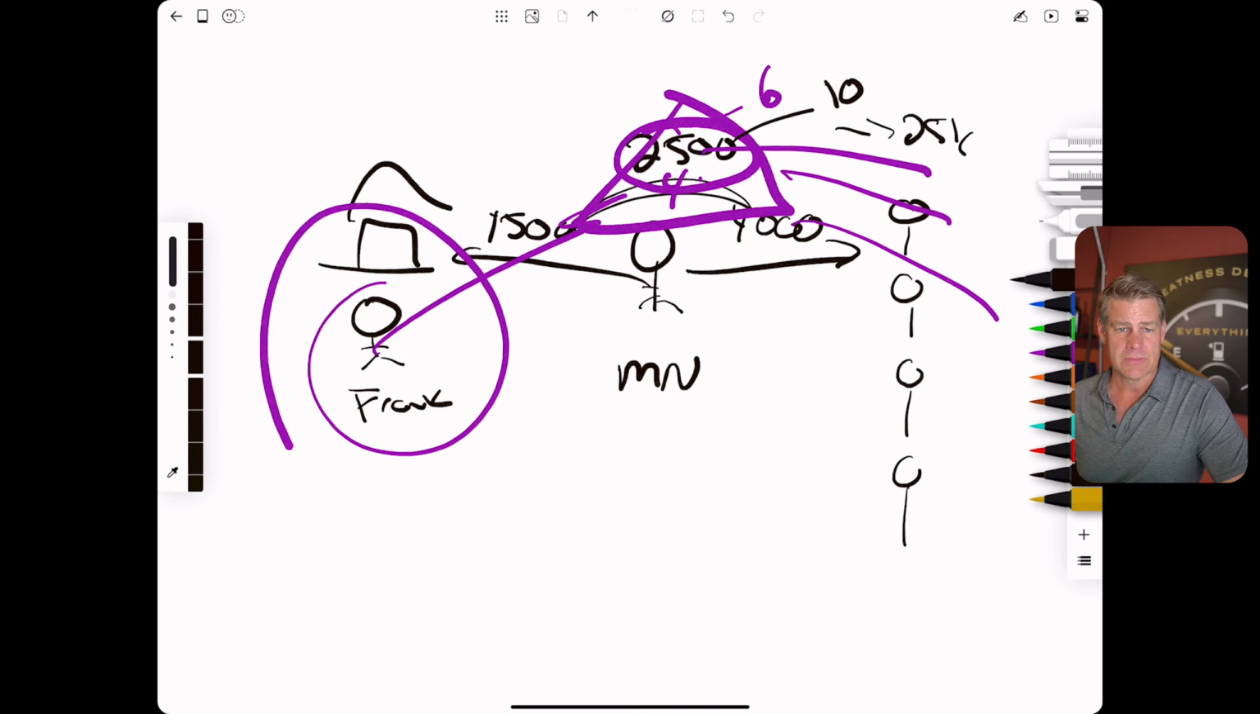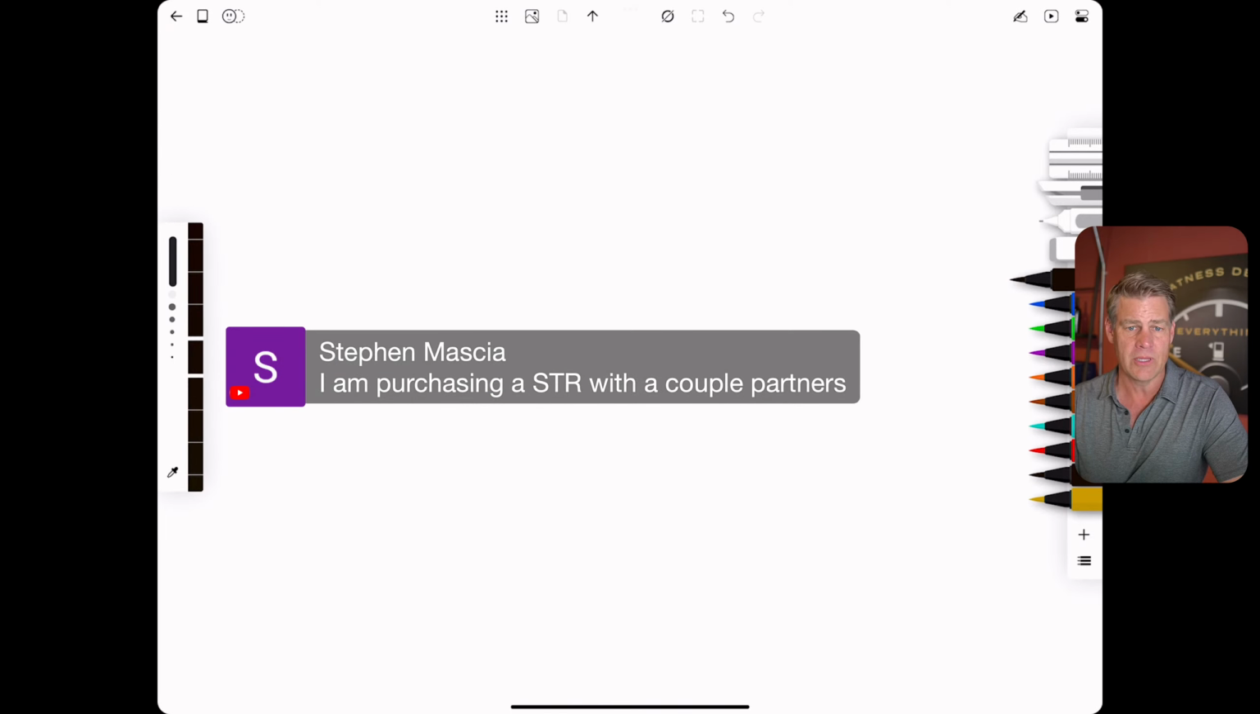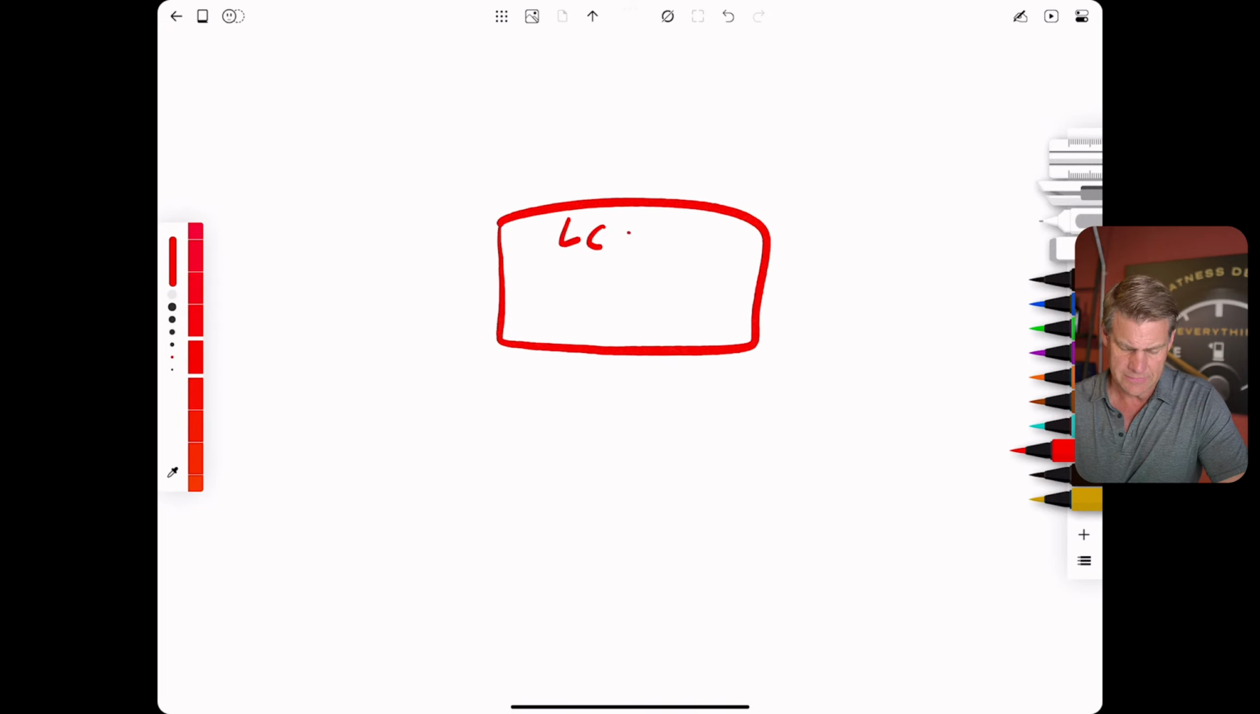All right, great question. I'm purchasing a short-term rental with a couple of partners. Cool, great. And the question, I think, is how to structure that short-term rental if you're doing this with a couple of partners. Well, one way you could structure it is through an LLC, like this.